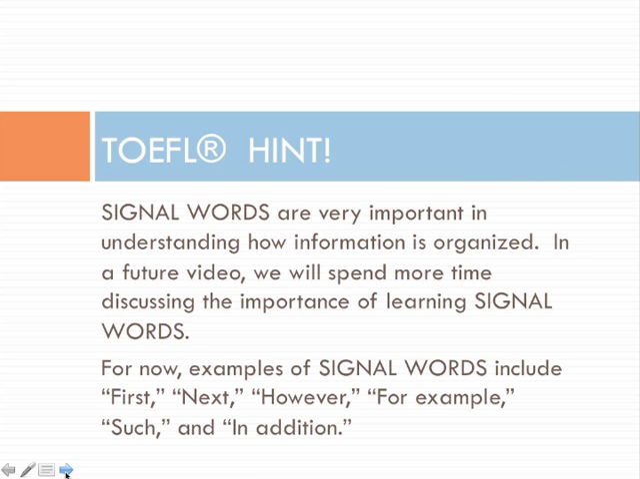Those particular words that we talked about in terms of organization are referred to as signal words. Those words that help connect or link information. In a future video, we will spend a little more time talking about the idea of signal words and why it's so important to learn their meaning. But for now, you probably noticed words in this text, words like in addition or such. But other signal words can be words such as first and next and however. These are particular words we must pay attention to if we're going to understand how text is organized.